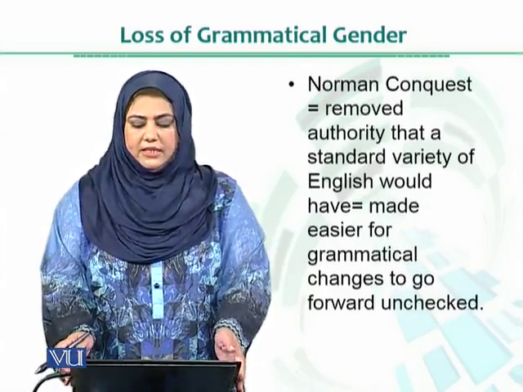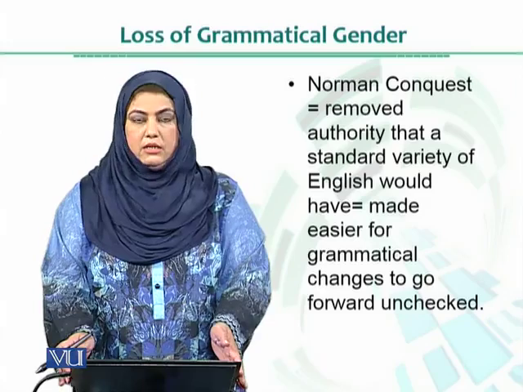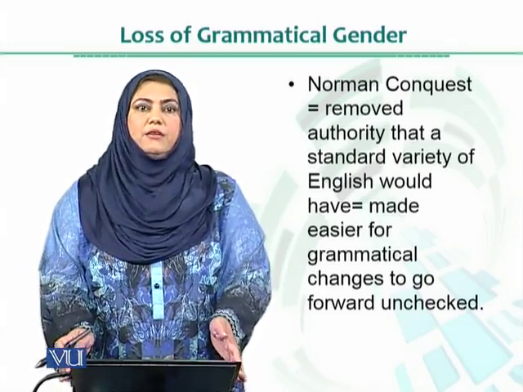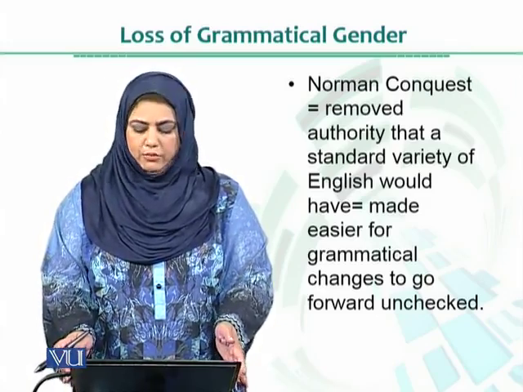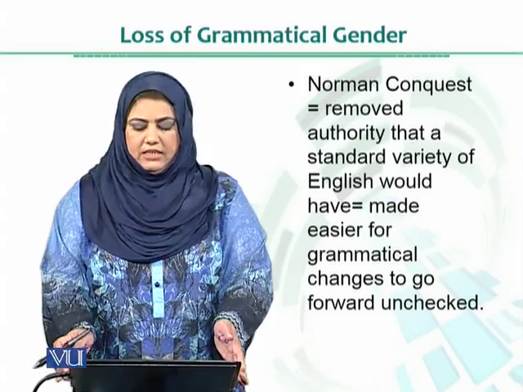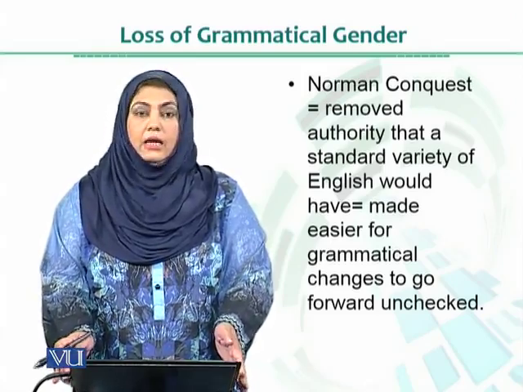Norman Conquest can be equated with removal of authority of having a standard variety, the freedom that it gave to use language the way people wanted to use it. What happened as a result? It made it easier for grammatical changes to go forward unchecked.